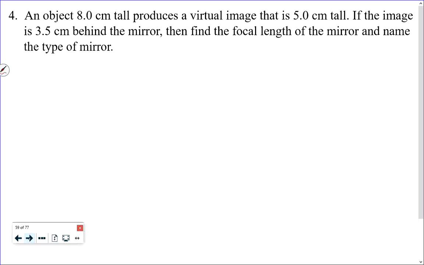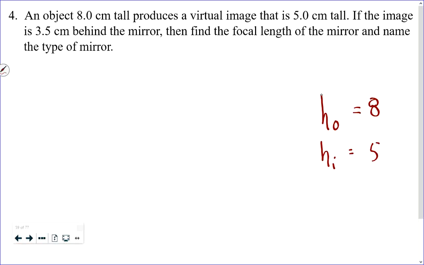An object is 8 centimeters tall. Oh, okay. HO is 8. I don't know of what use that's going to be, but we can write it down. It produces a virtual image that's 5 centimeters tall. Is HI 5? Oh, I got a good poker face. Yeah, it is. It's a virtual image. HI is positive. I was trying to psych you out, and I think I reeled a couple of you in. HI is positive because it's a virtual image.